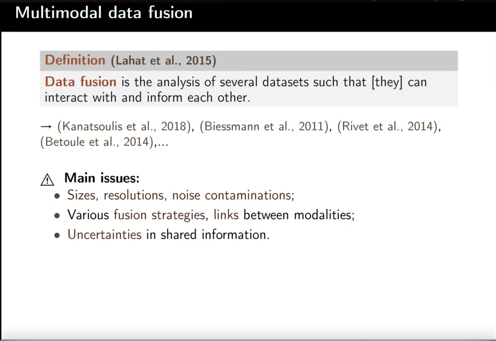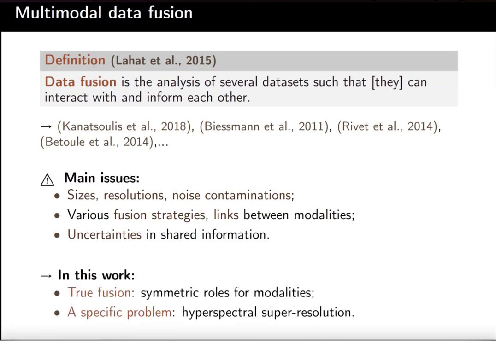It has proved its interest in a variety of applications, but several issues need to be taken care of when designing a fusion model. First, because the available datasets have different sizes, resolutions, or noise contaminations that are not always compatible. Various fusion strategies and link between the modalities can be chosen, and the uncertainty phenomenon in the shared information must be carefully handled as well. In this talk today, I will focus on a specific fusion strategy that assigns symmetric roles for each observation, and I will address a specific remote sensing problem, which is hyperspectral super-resolution.